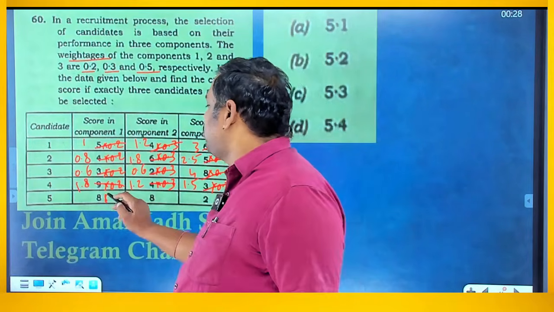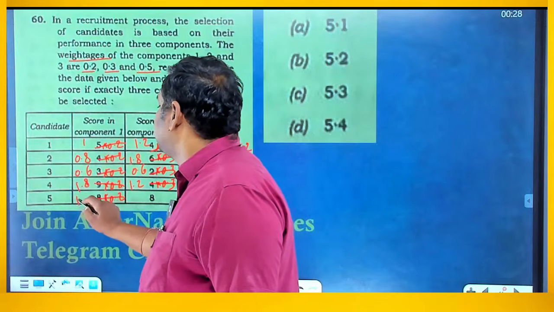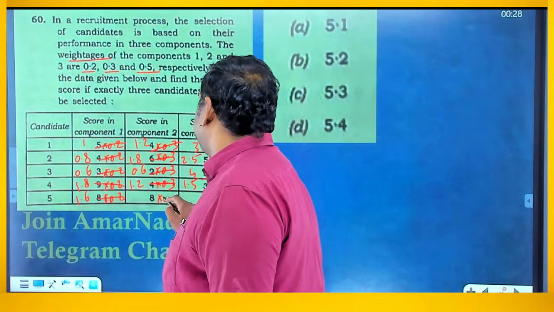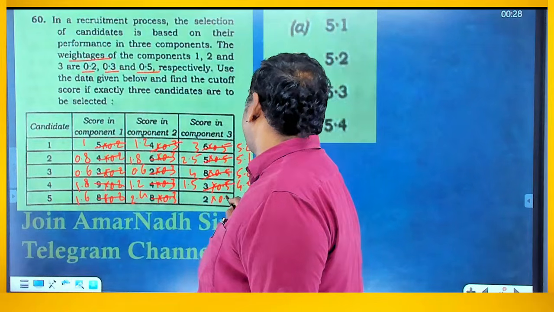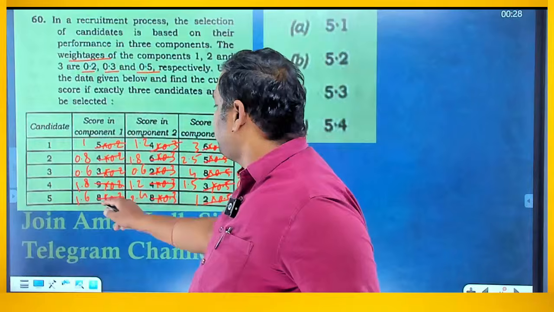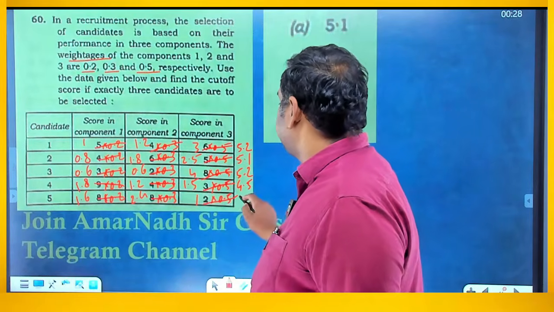8 into 0.2, it is 1.6. 8 into 0.3, it is 2.4. 2 into 0.5, it is 1. Okay, 1.6 plus 2.4 is 4. 4 plus 1 is 5.